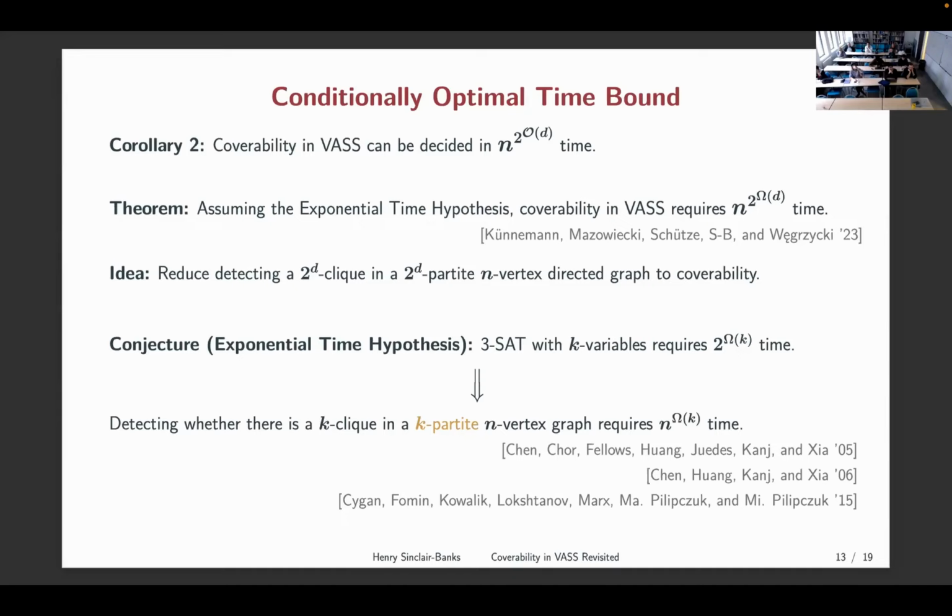Actually, I've given a slightly relaxed statement at the top. Our lower bound will be that coverability requires n to the omega of 2 to the d time. I just shifted that omega up to make it look slightly prettier. It's actually ever so slightly weaker than what we get, but it's very subtle.